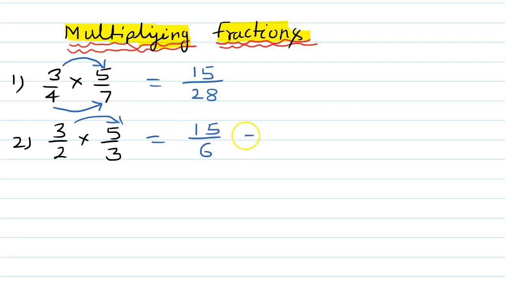Here it is top heavy, so you can change it. So write down the bottom number as 6. If you start counting the 6 times table, 6 times 2 is 12, then 6 times 3 is 18. So 18 is more. So we are taking 2 times here. 6 times 2 is 12 and 12 plus 3 is 15. So 2 and 3 over 6. If you want, you can write down 2 and 1 over 2.